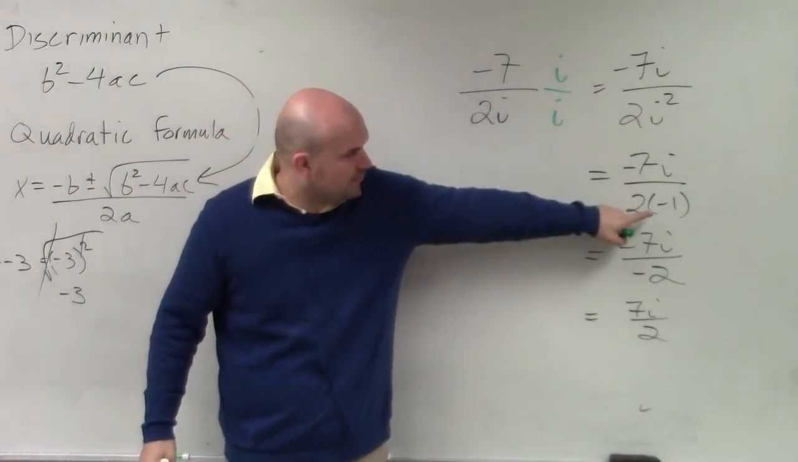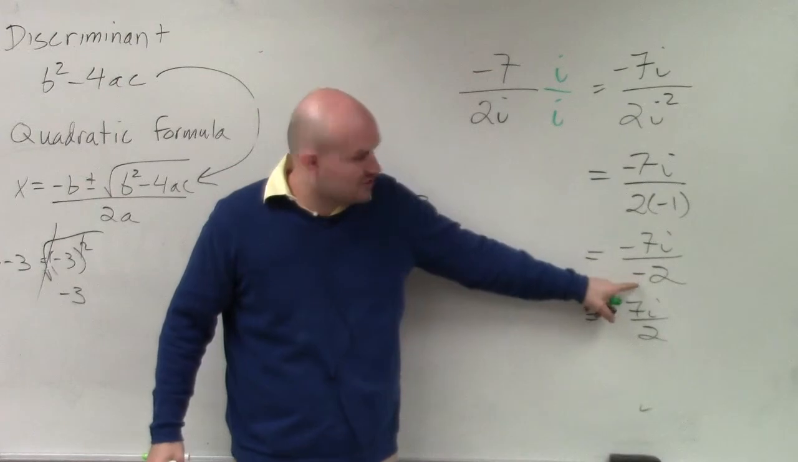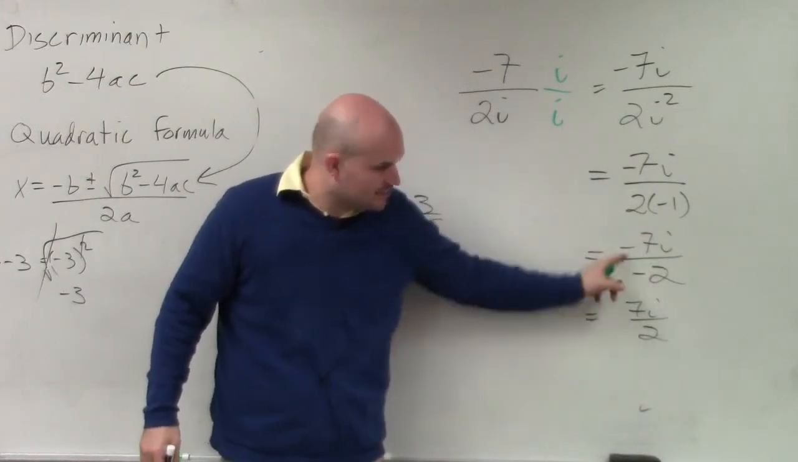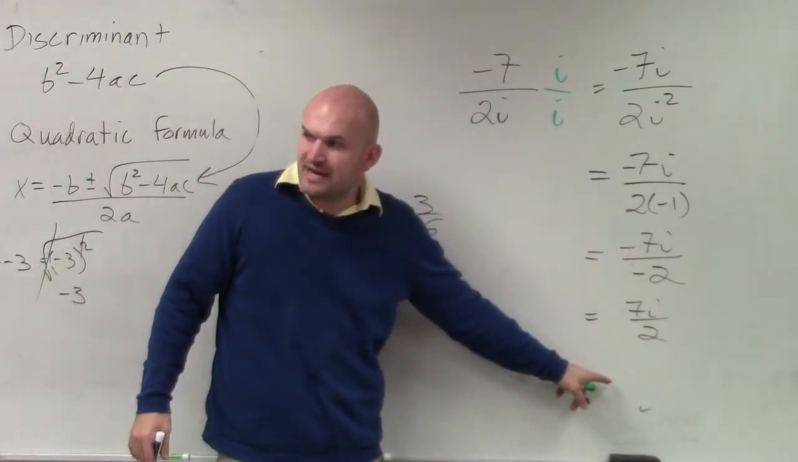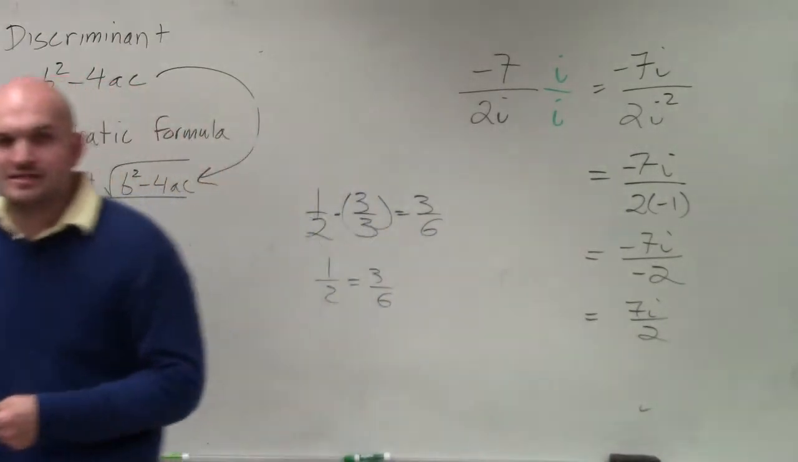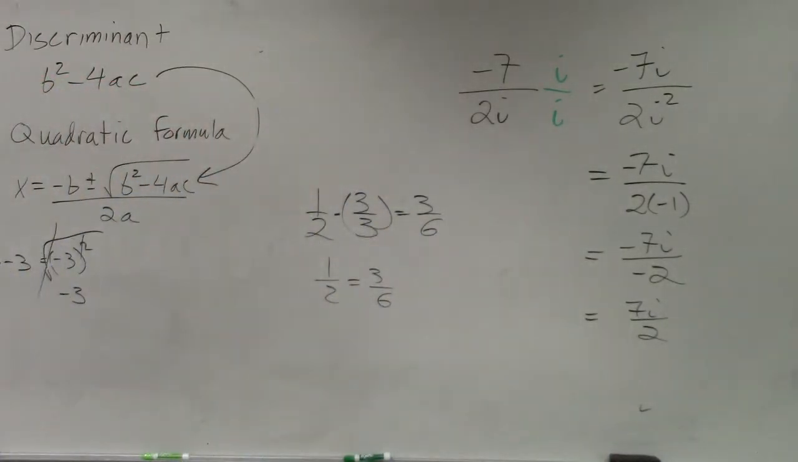i squared goes to -1. 2 times -1 is -2. -7i divided by -2. The negatives divide to a positive. So your final answer is 7i divided by 2.